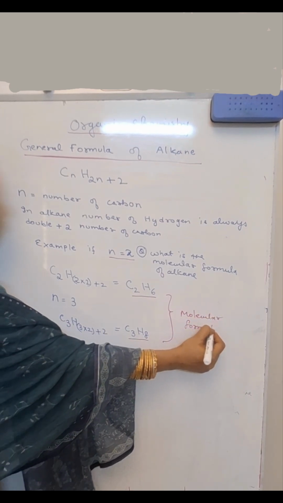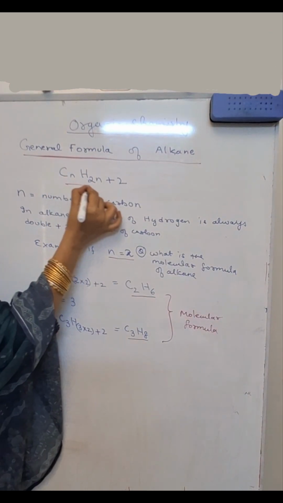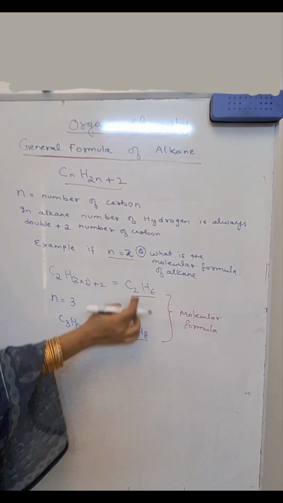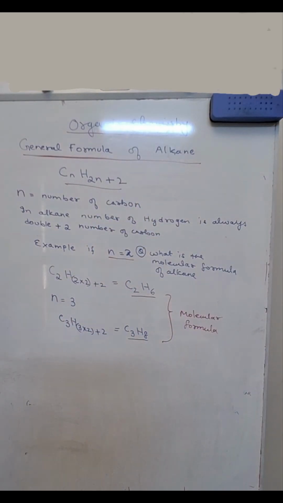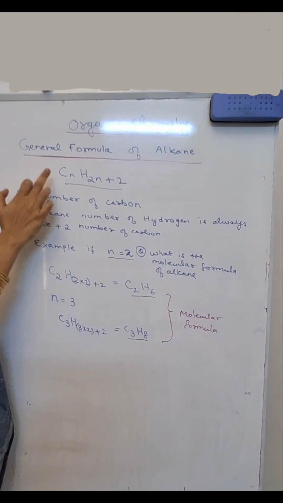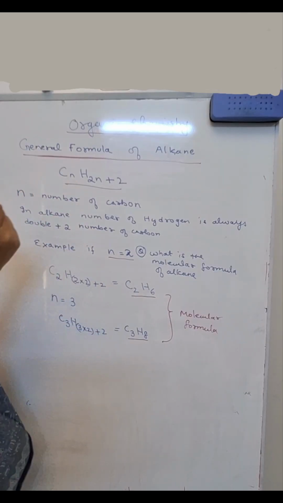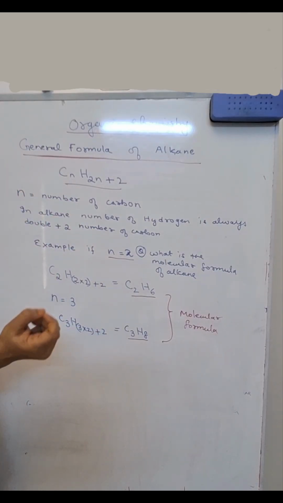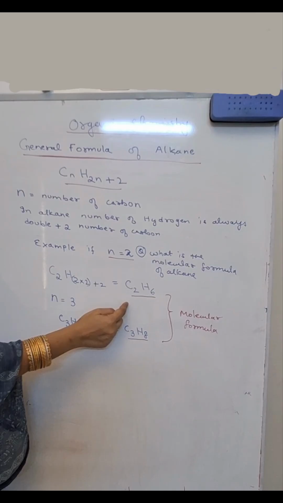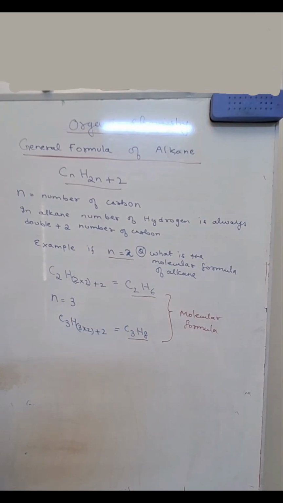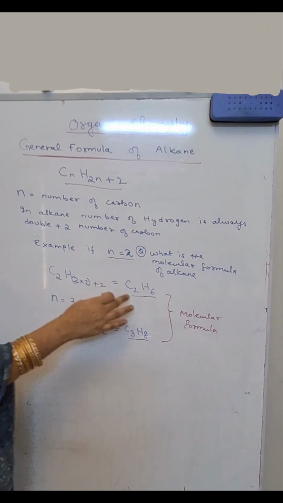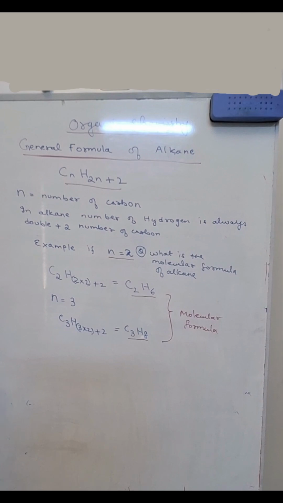So from the general formula we derive the molecular formula of the individual alkane. In this way I conclude, and I just want to prove, that the general formula is helping us to identify the individual alkane, because it is giving us the molecular formula. And what is the molecular formula? It is the actual number of carbon and hydrogen present in an alkane.